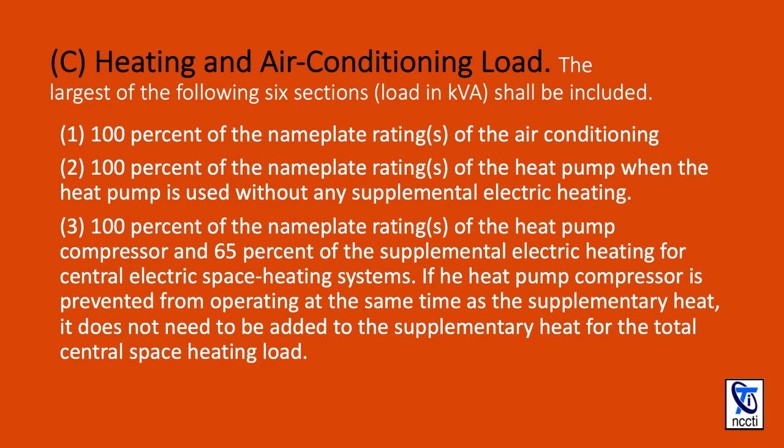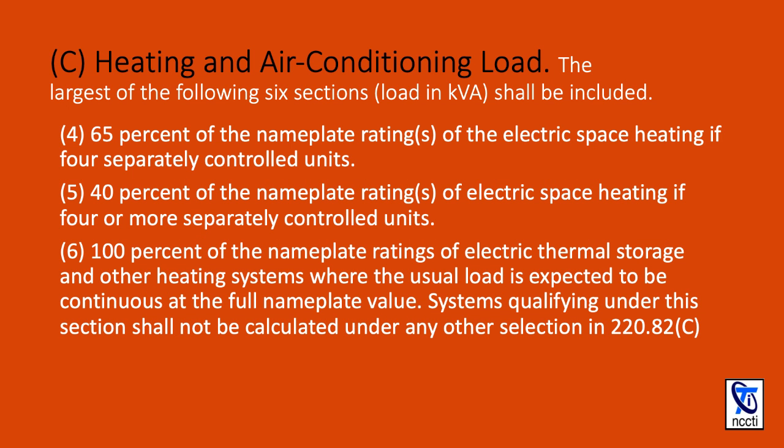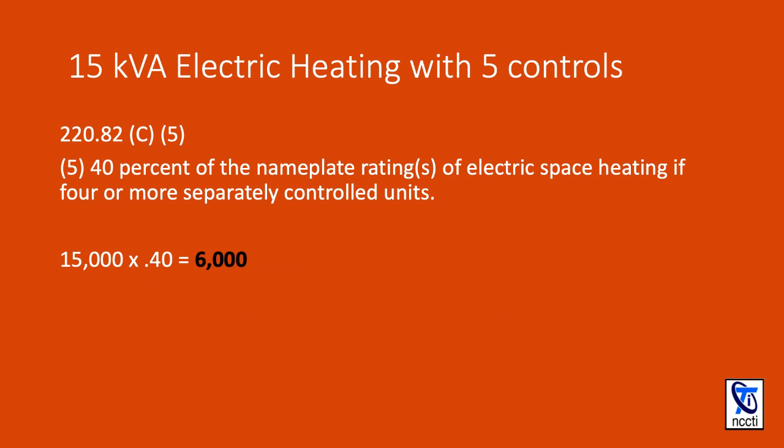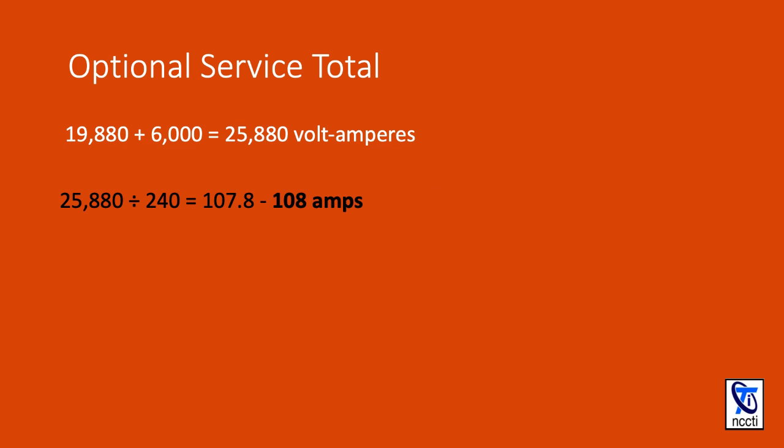Let's tackle Part C, the heating and AC load. Now we have to find the largest of these 6 sections. In this house, we have a 15 kVA electric heating with 5 controls. Number 5 is the one we'll be using, so it's 15,000 times 0.4 equals 6,000 VA. Our optional feeder service total equals 25,800 VA, which we'll divide by 240.